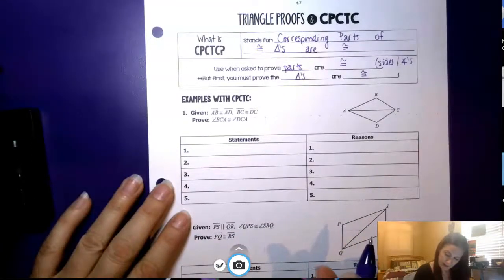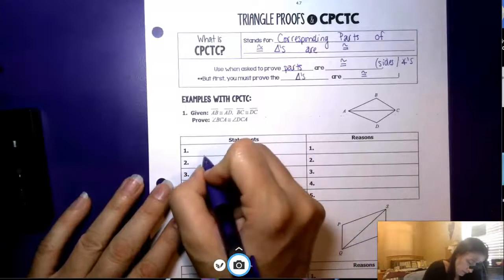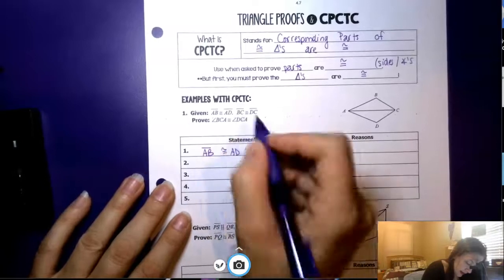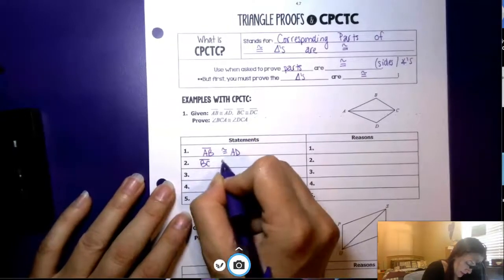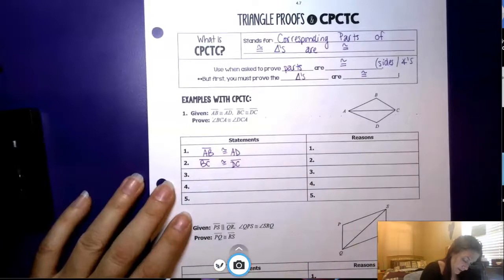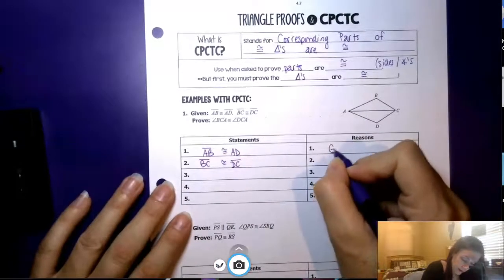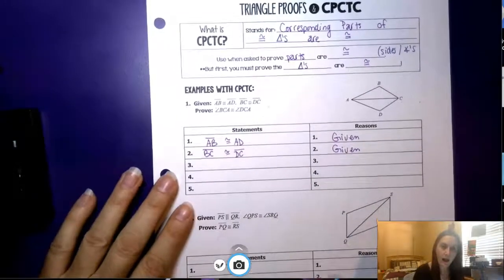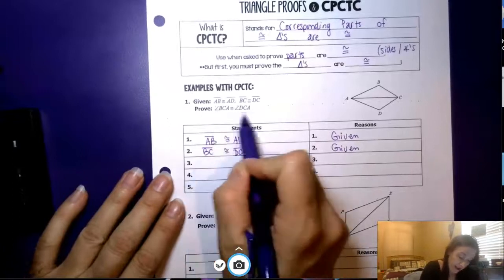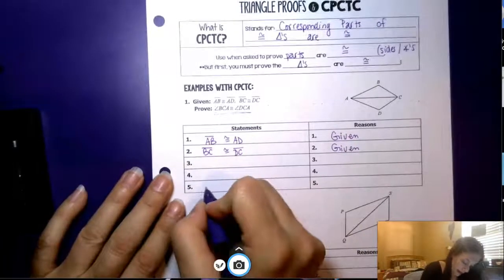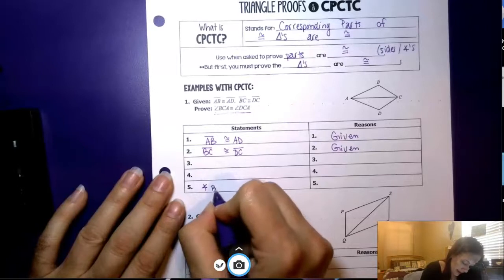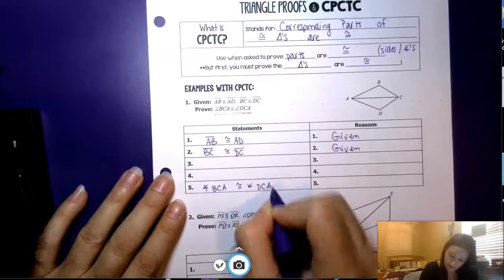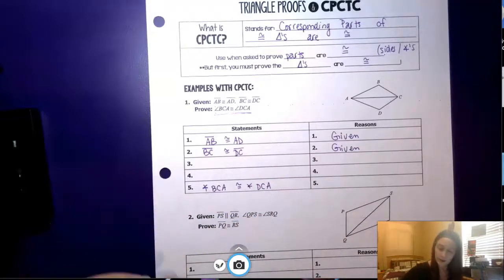So let's go ahead and list this one. I have line segment AB congruent to line segment AD, and I have line segment BC congruent to line segment DC. These are given. I also know that I want to prove an angle, not the actual triangle. I want to say that angle BCA is congruent to angle DCA.